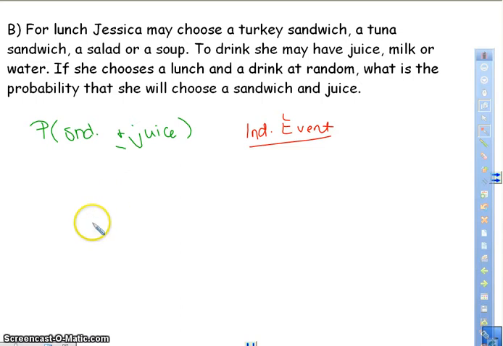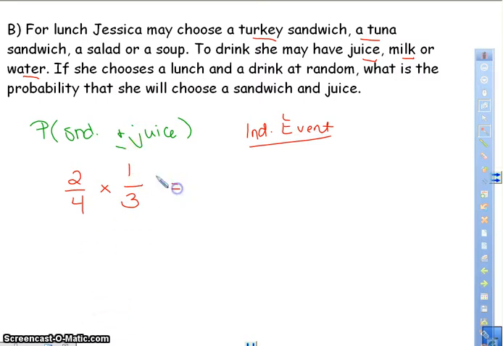Okay, so we're going to find the probability she chooses a sandwich. Well, I have a turkey sandwich, a tuna sandwich, a salad, or a soup. So there's 4 different ones I get to choose from. And tuna and turkey are sandwiches, so there's 2 sandwiches. So 2/4 is the probability that I will get a sandwich, or 1/2. Either way is fine. And the probability I would choose a juice: I'm choosing from juice, milk, or water. So that's 3 outcomes, 3 possibilities, and only one of them is juice.